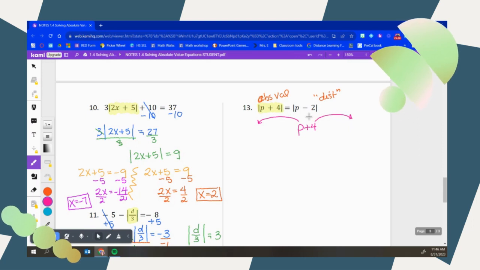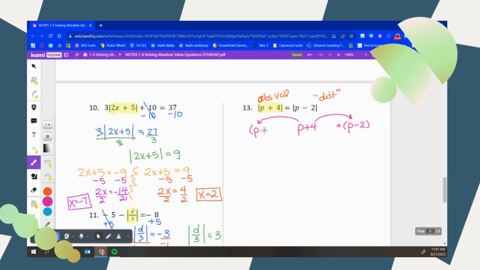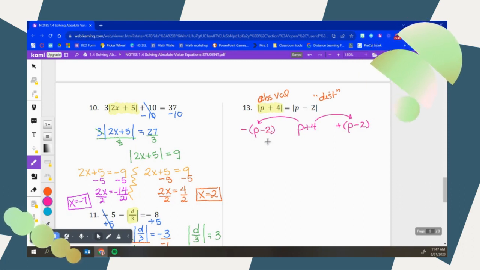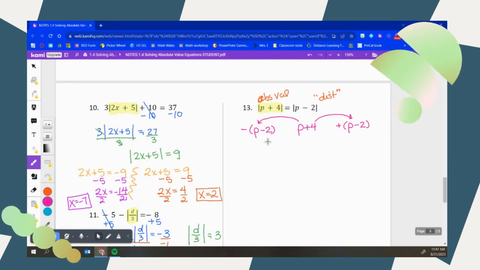We're going to take the guts out again, so not using the absolute value, and we're going to go a positive p minus 2. And we're going to go a negative p minus 2. So just like if it had been just one number, remember we write that number down on both sides. The right side's the positive one, the left side's the negative one. So I did the same thing. I took what our distance was, even though it's not just a number, I wrote it down twice. We did the right one as the positive one, the left one as the negative one. You guys with me so far?